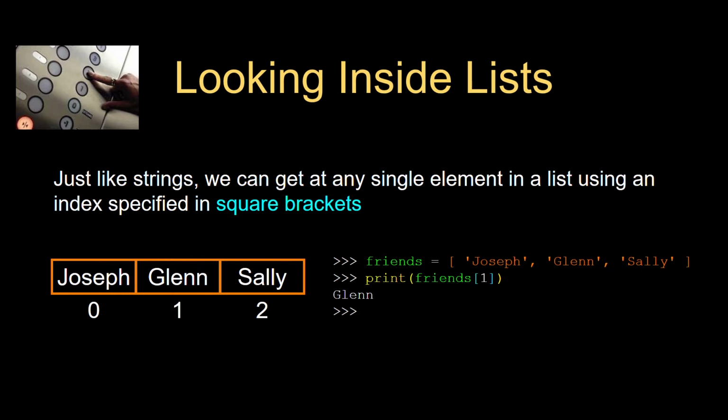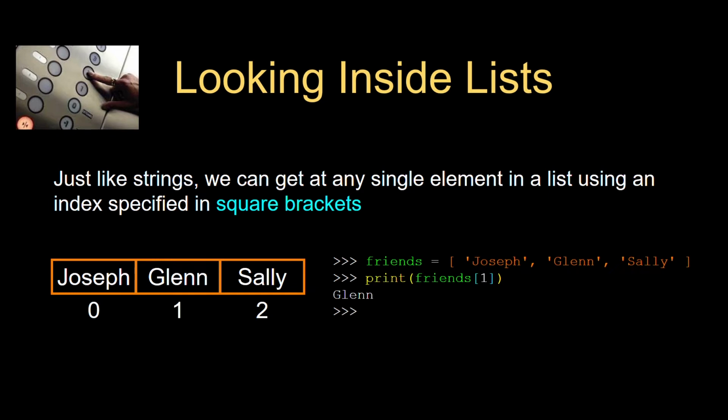The leftmost item's index, or position, is called index 0. So if we have a list of Joseph, Glenn, and Sally, 3 strings, then the first, leftmost item has index 0. The second item has index 1. The third item has index 2. So 3 items have index 0, 1, 2. 5 items have index 0, 1, 2, 3, 4. 10 items have index 0 to 9.